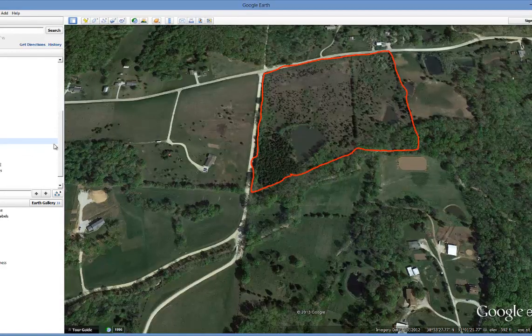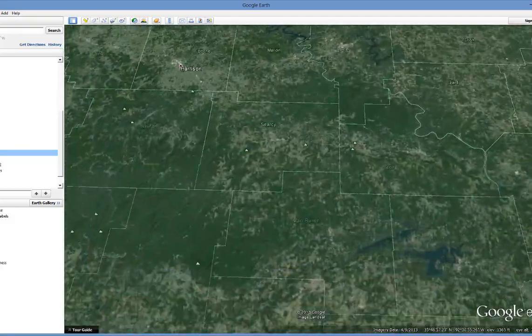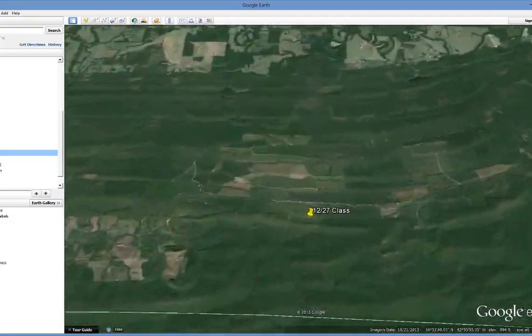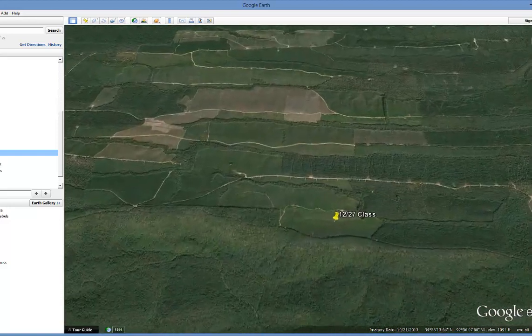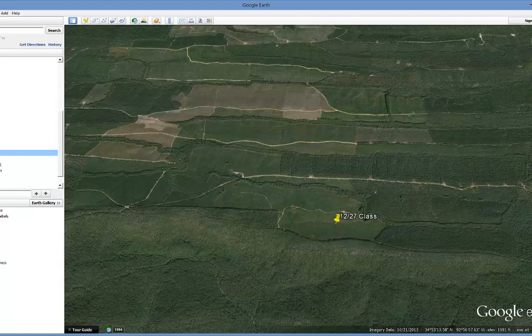Okay, let me find it here. Okay, here it is right here. Okay, we're going to my home state, Arkansas. I don't hunt this area no more. I do hunt it just a little bit. Are you guys over there yet?